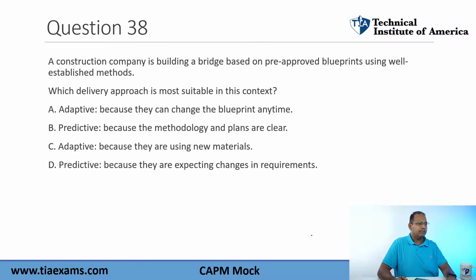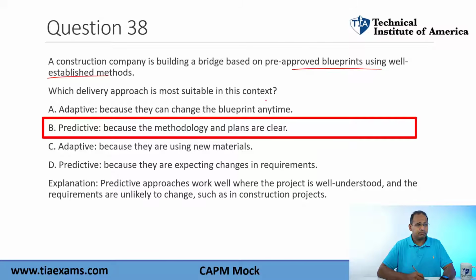Question number 38. A construction company is building a bridge based on pre-approved blueprints using well-established methods. What delivery method is most suitable? Adaptive, because they can change the blueprint at any time. Predictive, because the methodology and plans are clear. Adaptive, because they're using new materials. Predictive, because they're changing the requirements. Okay, the best answer here is pretty clear.